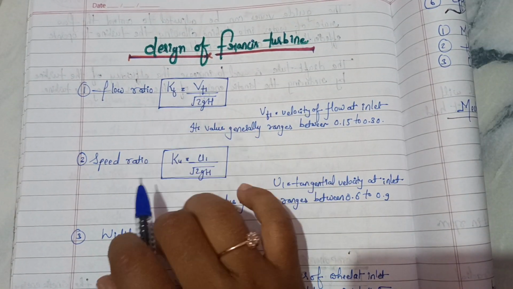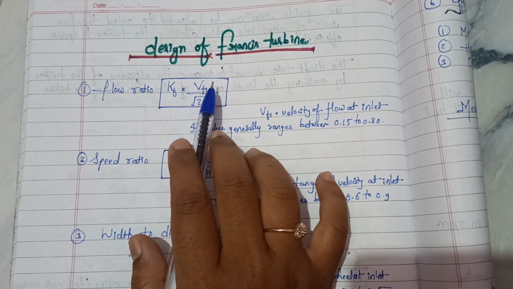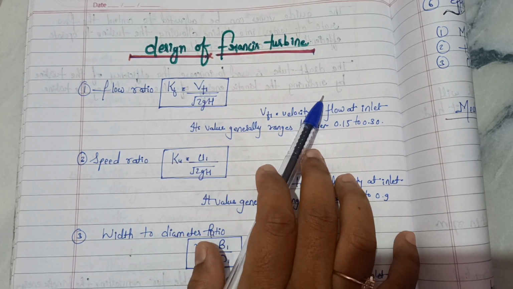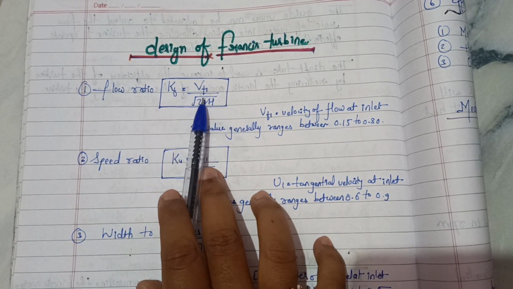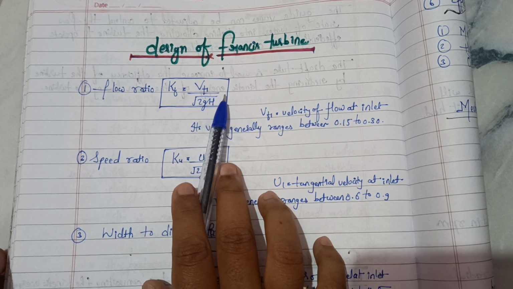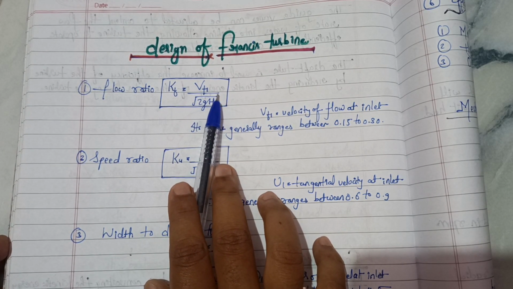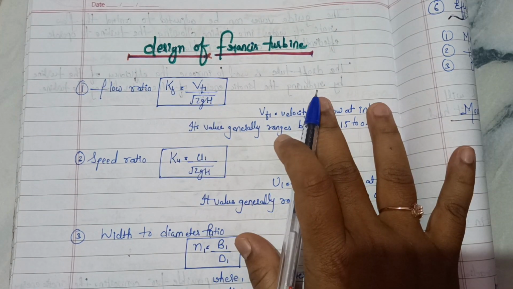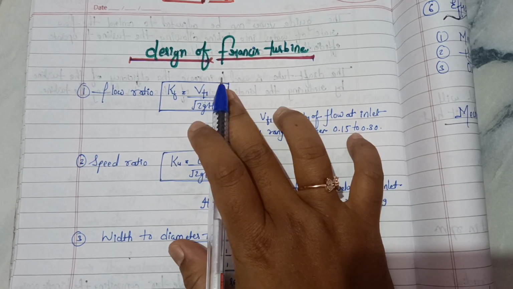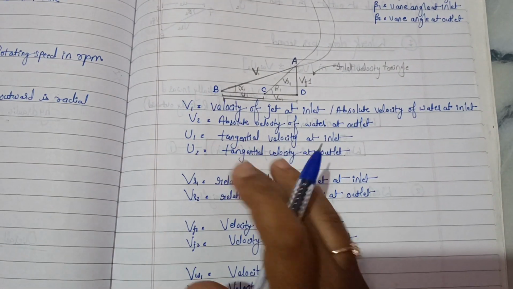First we will see what is flow ratio. To find the value of flow ratio, it is the ratio of velocity of flow at inlet to the square root of 2gh. So what is Vf1, Vf2, Vw1, Vw2, Vr1, Vr2? I have already explained all these terms in the Pelton turbine design video. You can go through that video to know all these terms in detail, or else I will explain in short here. So what is V1 here?